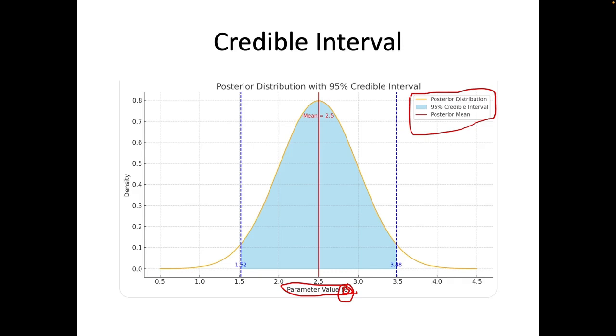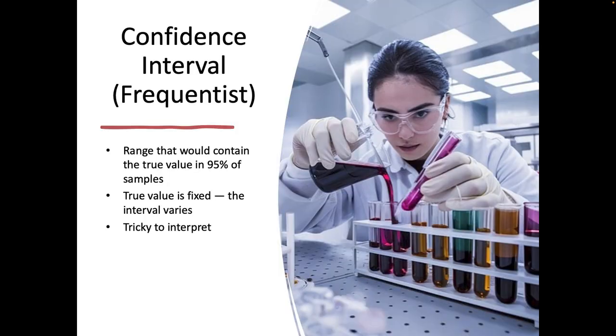Now, unlike a frequentist confidence interval, the credible interval allows us to directly state that there is a 95% probability that the true parameter value lies within this range. This is a core advantage of Bayesian inference. A confidence interval is a bit more abstract. You cannot say there's a 95% chance the true value is in this interval. Instead, you say, if we repeated this experiment many times, 95% of the intervals we calculate would contain the true value. In this view, the true value is fixed. It's the interval that changes from sample to sample. It's a subtle but important difference.